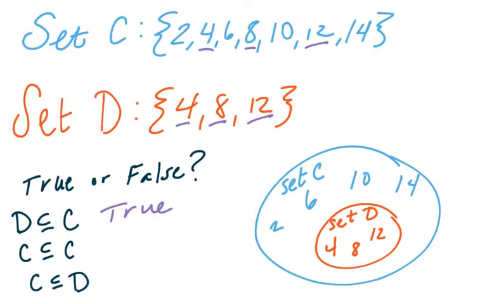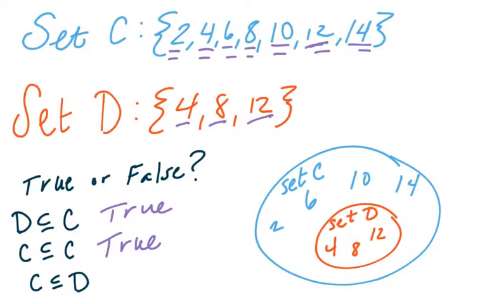Is C a subset of C? Is every element in C, 2, 4, 6, 8, 10, 12, 14, in C, 2, 4, 6, 8, 10, 12, 14? That is true. Okay? So every set is actually a subset of itself.